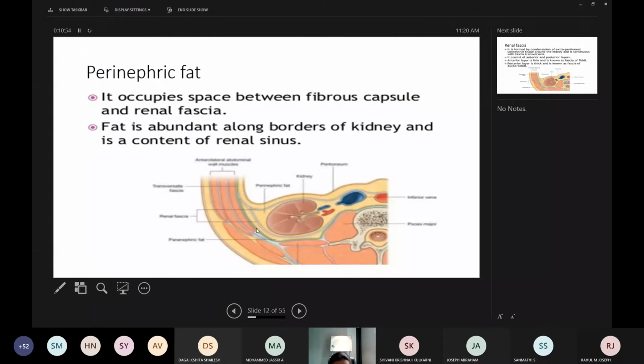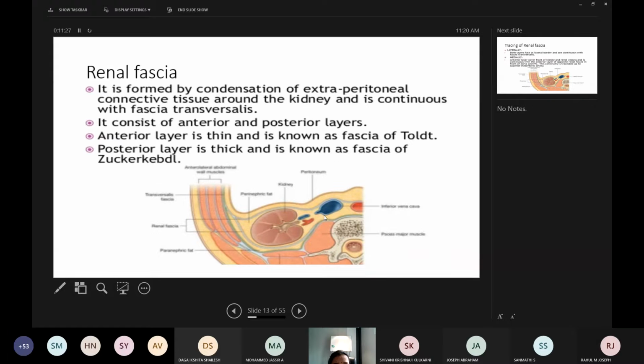And the perinephric fat. Peri is around. The fat around the kidneys is the perinephric fat. The kidney surrounded by this yellow structure is the perinephric fat. This fat is abundant along the borders. This is the lateral border, this is the medial border. Along the medial border, that is the hilum, the fat enters into the renal sinus. It surrounds the kidney and forms a cushioning effect.